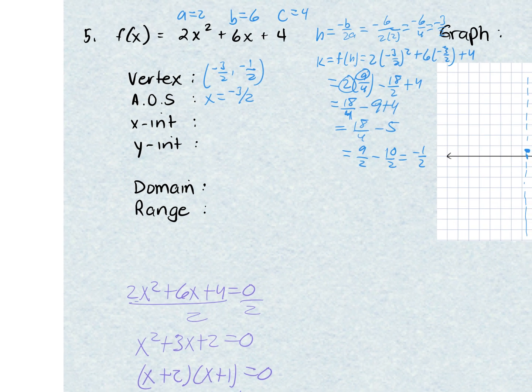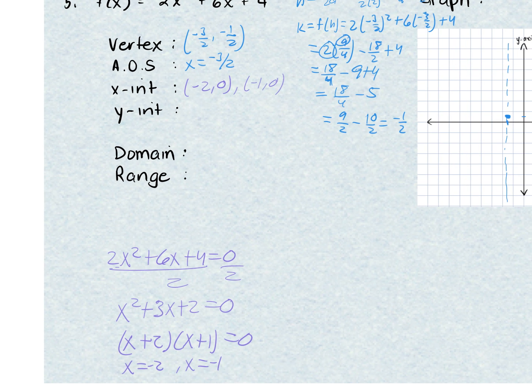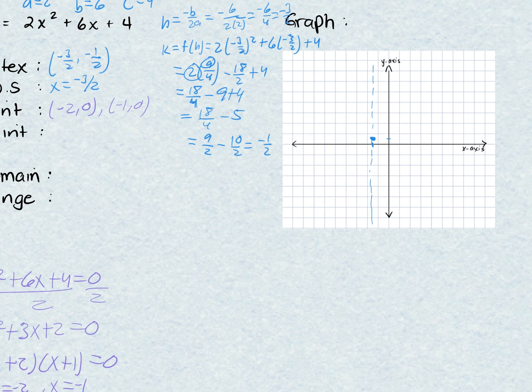All right, and then writing our x-intercepts, we want to write them as ordered pairs. All right, so we get (-2, 0) and (-1, 0). All right, so let's plot those 2 points on our graph.